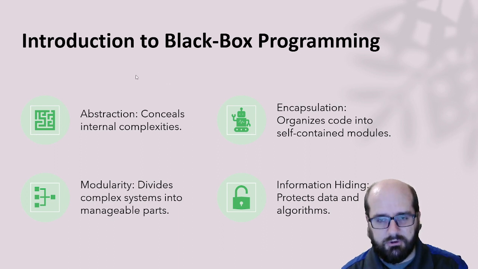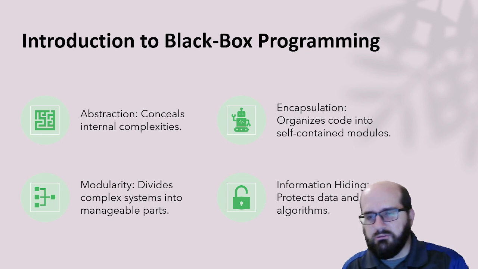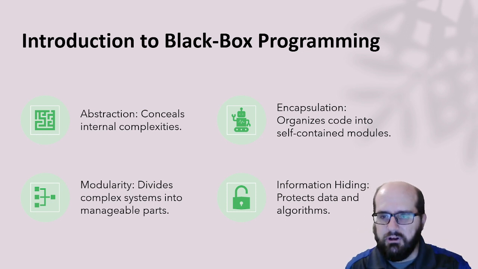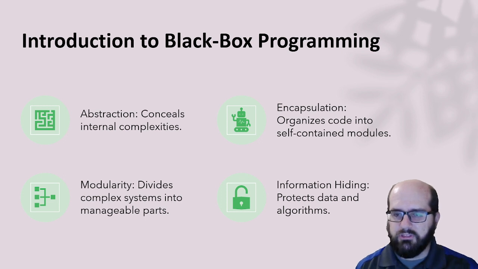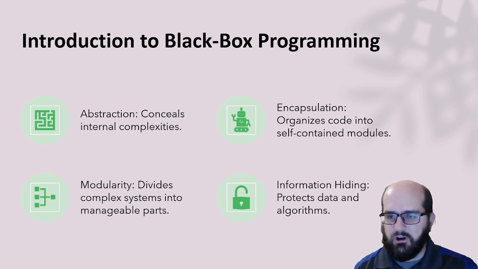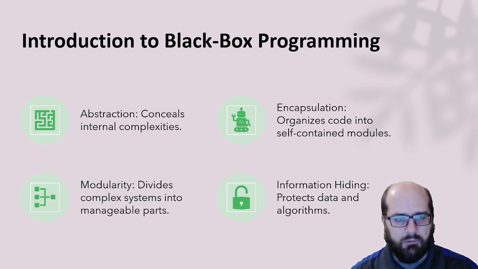In black box programming, the first concept, we mentioned it before, is abstraction. We conceal the internal complexities. We only know one thing or a couple of things. All the stuff happening inside is abstracted to those couple of things. Secondly, we encapsulate. We have organized code into self-contained modules, and we only see the capsule. We don't really care what's happening inside.